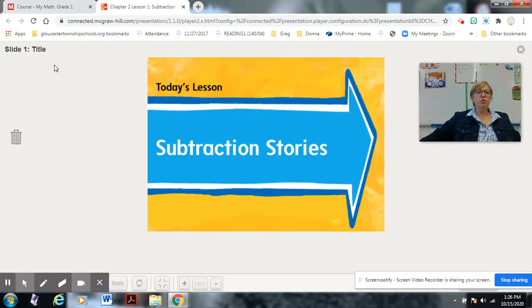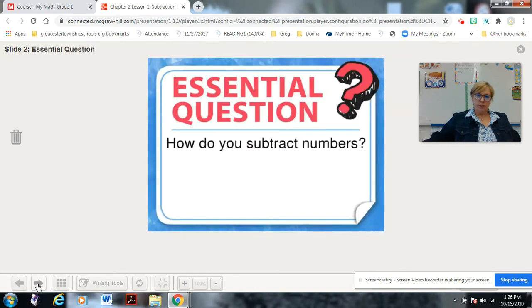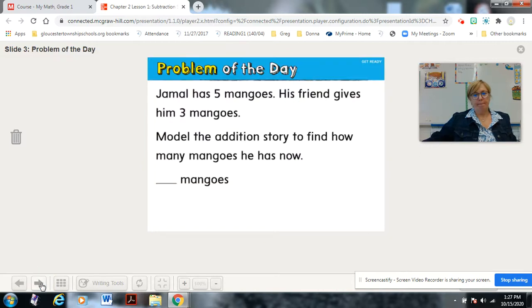So, our chapter 2 is about subtraction stories. Okay? And the essential question, or what will we be learning about in this chapter, is how do you subtract numbers? So let's start with our problem of the day.